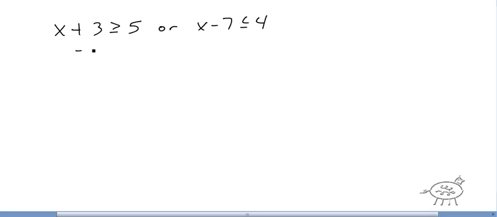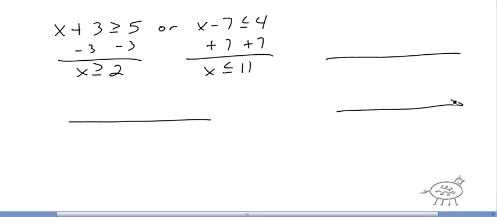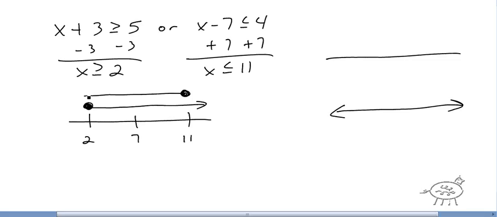So we solve it. Subtract 3 from both sides. x is greater than or equal to 2. We add 7 to both sides. We get x is less than or equal to 11. Okay, so let's graph it. Once again, I'm going to have an answer blank, and I'm going to have a number line. So we have a 2 here, and 11 here, and we'll put something in the middle, like 7. Okay, greater than or equal to 2. So here it is, solid dot with an arrow. And I'm just going to put it above it, less than or equal to 11.